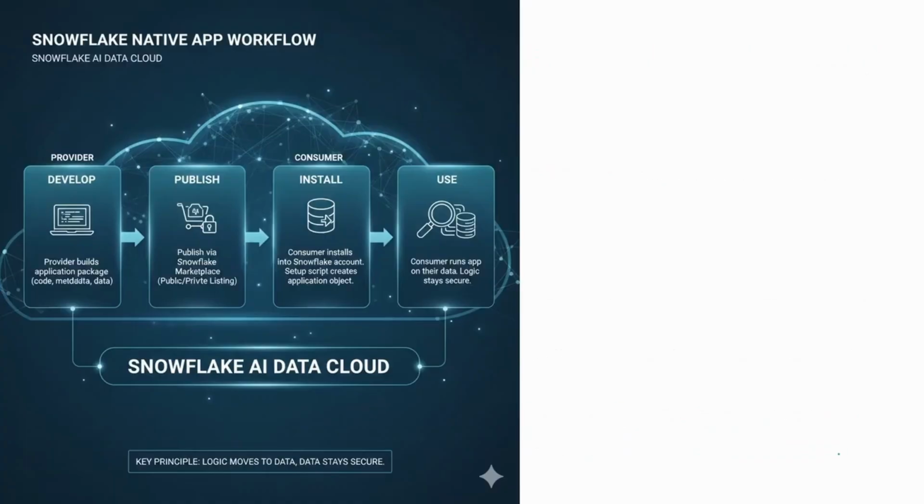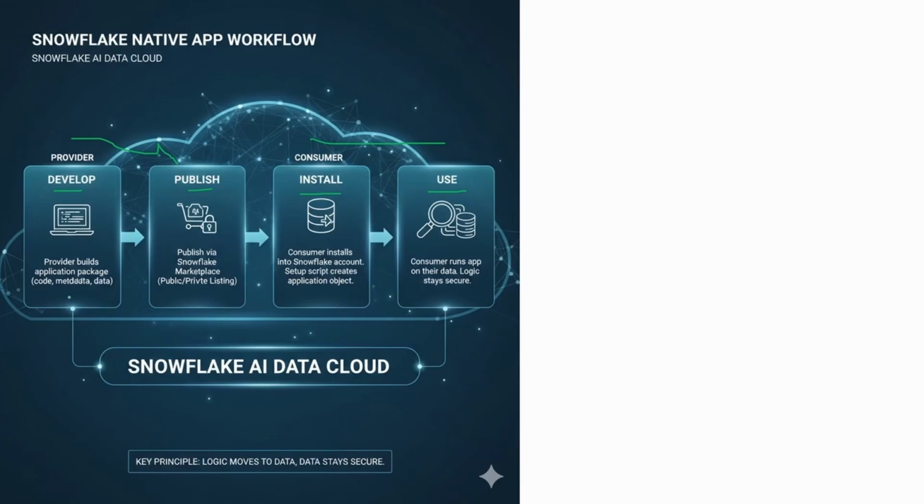This is the Snowflake native workflow. It includes 4 parts. First is develop, second is publish, third is install, and fourth is use. Develop and publish come under the provider, and install and use come under the consumer. If we talk about develop, a provider builds the application logic and an application package, which is a container that holds all your necessary code, even metadata and setup scripts, and sometimes even data content. So everything comes within develop.